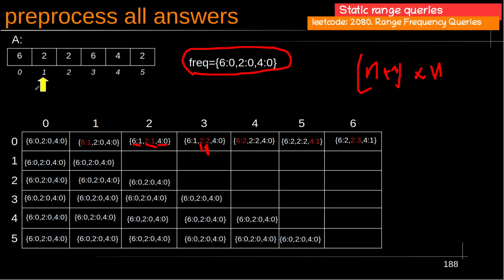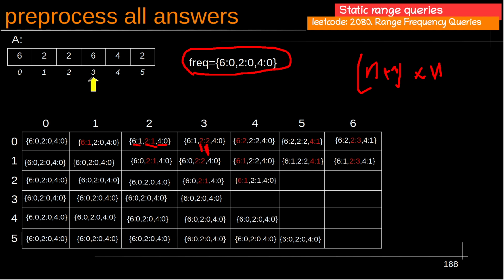And now I will pre-compute from 1, which means from 1 to 1 now I have 0 6s, just 1 2, and 0 4. From 1 to 2 I have 2 2s, 0 6s, and 0 4s, and so on for the rest of the row. Now from 2, which means from 2 to 2 I have just 1 2, 0 6s, and 0 4s.